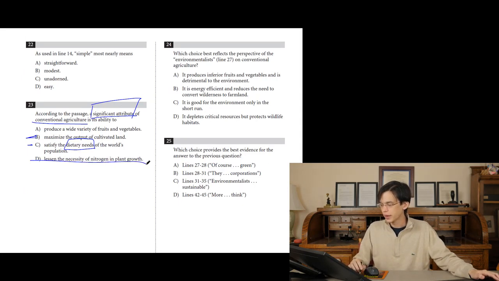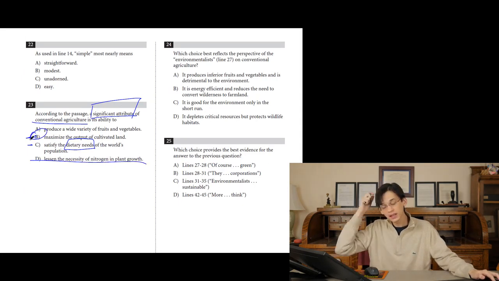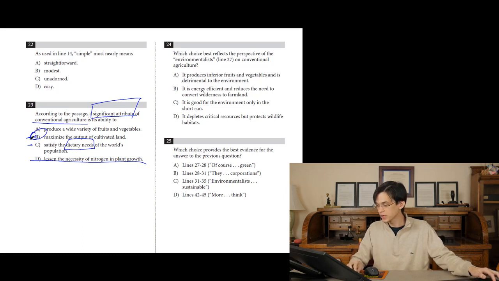So I think the answer is going to be B. And this is not a quote question. This is a tough one. But we have to ask ourselves ultimately, what was the big advantage that they kept talking about over and over and over again in the passage? If we just zoom out a little bit, they're talking about how conventional agriculture is more efficient on a land-to-food basis than organic agriculture. And we have to realize that even though C might be tempting to pick, because we're saying, yeah, we produce more food with conventional agriculture, maybe that also satisfies the dietary needs of the world's population. One, we never talk about that. And two, we don't know what the dietary needs of the world's population is.